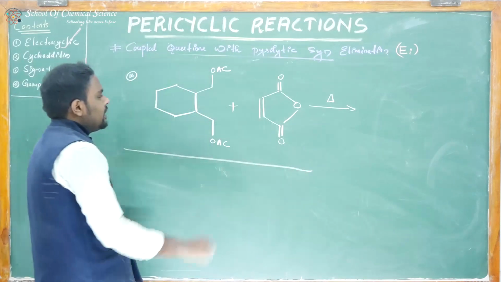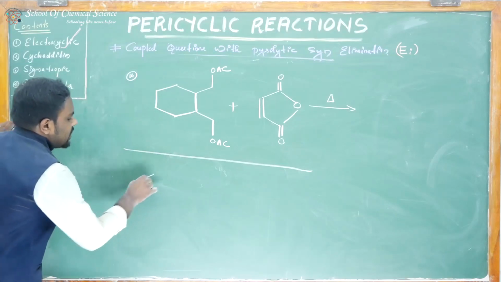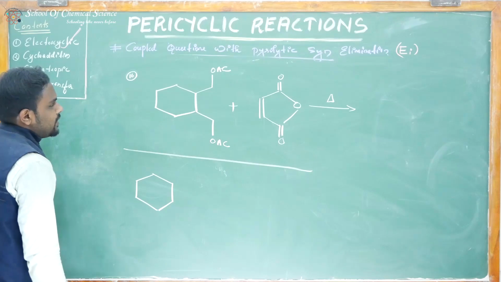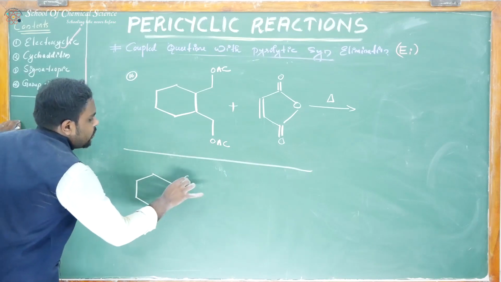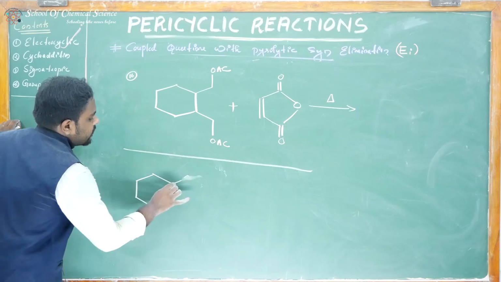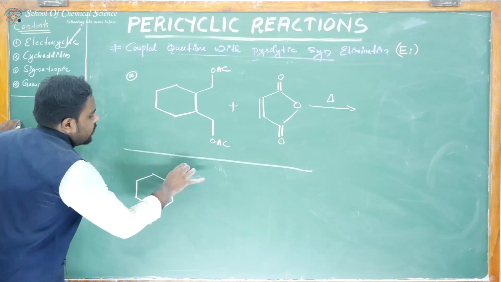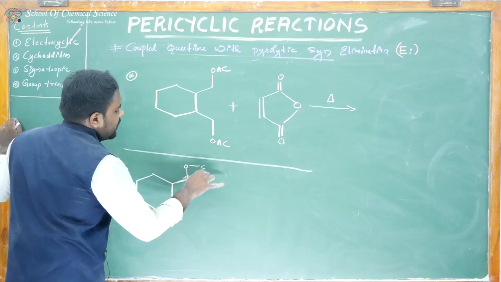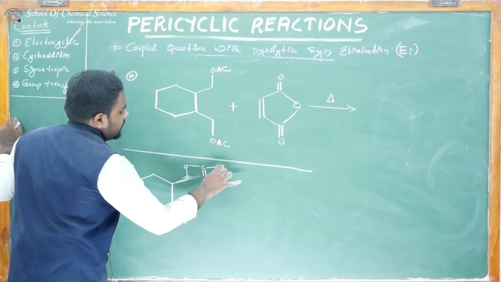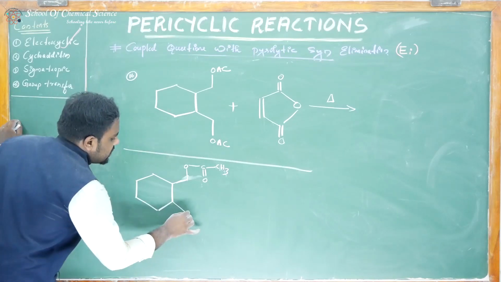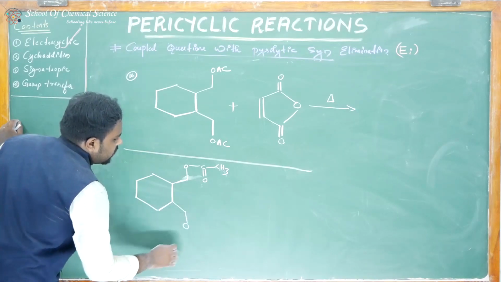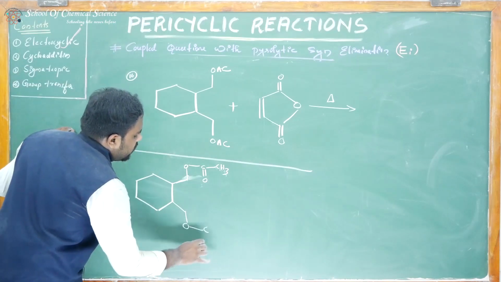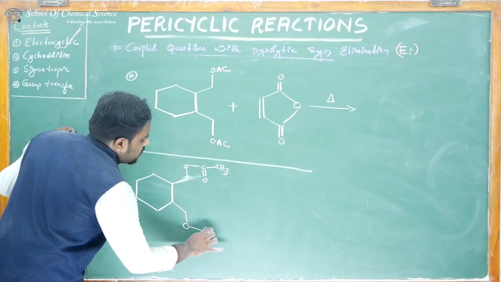This is an ester under thermal condition. Ester under thermal condition. What is the reaction? Ester under thermal condition. The ester is OAc. OAc is O, C double bond O, CH3.